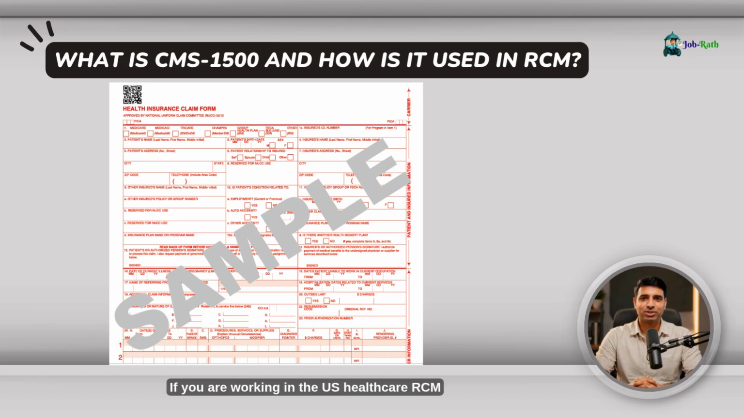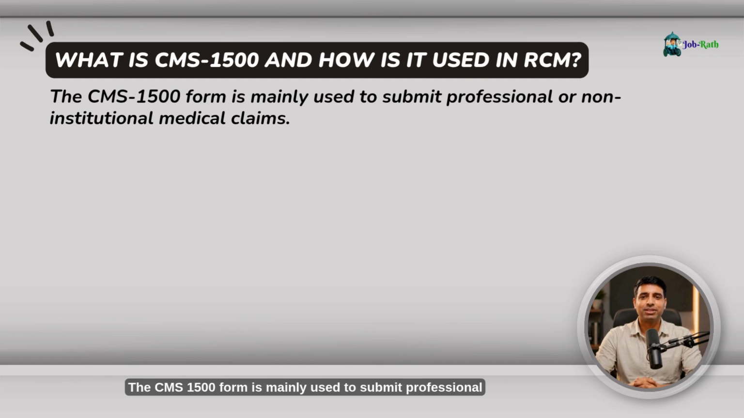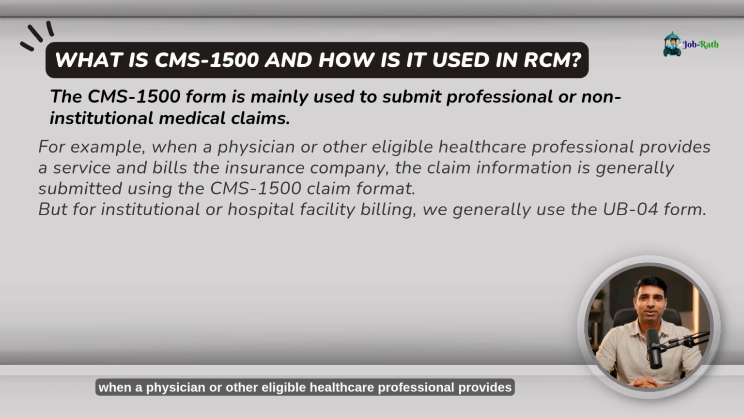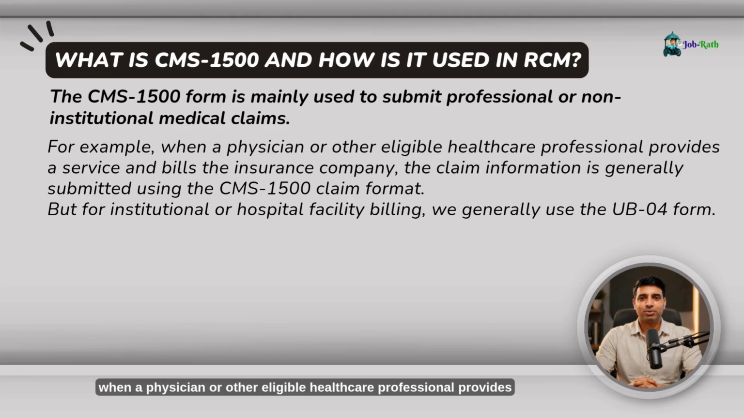If you are working in the US Healthcare RCM industry, you may already be aware of the CMS 1500 form. But do you know why this form is so important? So let me tell you. The CMS 1500 form is mainly used to submit professional or non-institutional medical claims. For example, when a physician or other eligible healthcare professional provides a service and bills the insurance company, the claim information is generally submitted using the CMS 1500 claim format. But for institutional or hospital facility billing, we generally use the UB04 form.